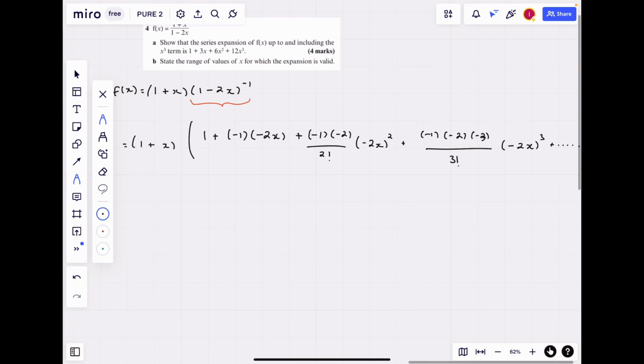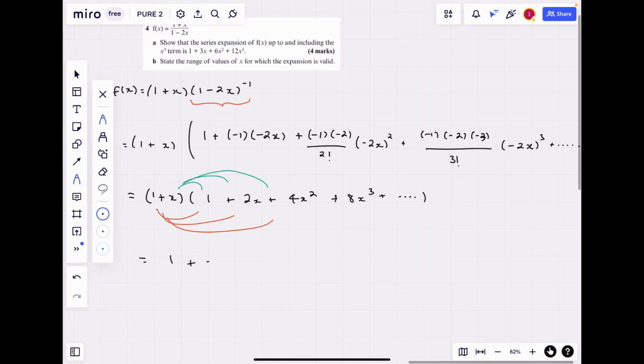After simplifying that large second bracket, you should end up with 1 plus 2x plus 4x squared plus 8x cubed. And now you want to multiply all by 1 and all by x. And then you want to group together. After doing that, you should end up with this.